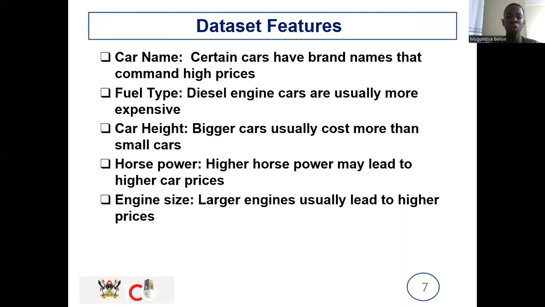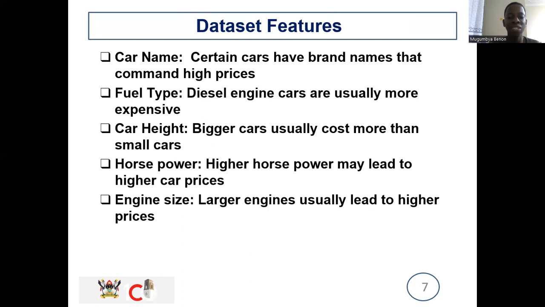Then the horsepower. Many people want to call it the strength of a car or the versatility of a car, but we know that cars with higher horsepower, let me say racing cars, usually have higher prices, because a higher horsepower usually means the car is stronger, so it would command a higher price.